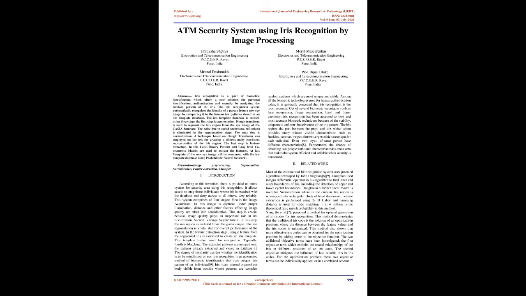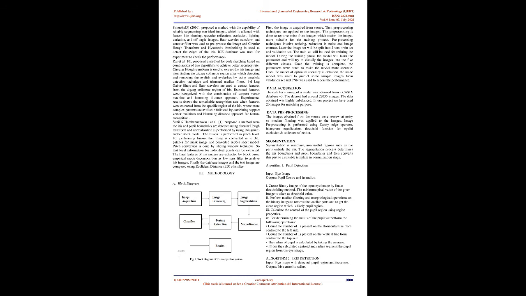The iris region, the part between the pupil and the white sclera, provides many minute visible characteristics such as freckles, coronas, stripes, furrows, and crypts, which are unique for each individual. Even 2 eyes of the same person have different characteristics. Furthermore, the chance of obtaining 2 people with the same characteristics is almost 0. That makes the system efficient and reliable when security is concerned.